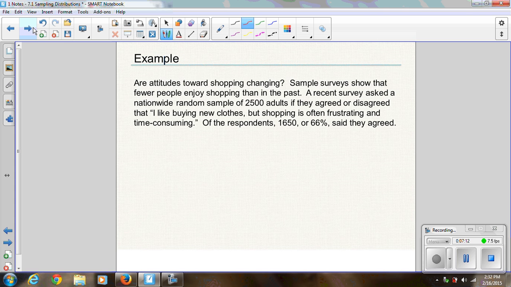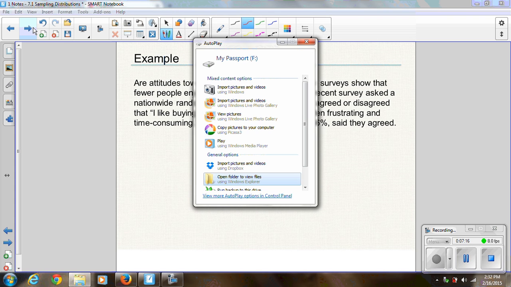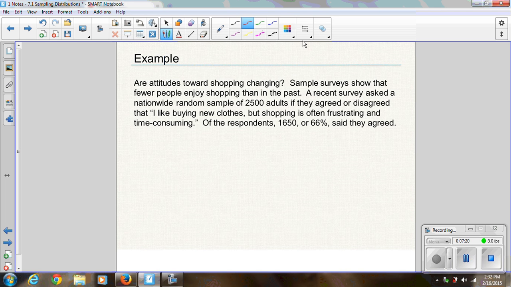All right, so let's take a look at an example. It says, are attitudes towards shopping changing? Sample surveys show that fewer people enjoy shopping than in the past. A recent survey asked a nationwide random sample of 2,500 adults if they agreed or disagreed that I like buying new clothes, but shopping is often frustrating and time-consuming. Of the respondents, 1,650, or 66%, said they agreed.